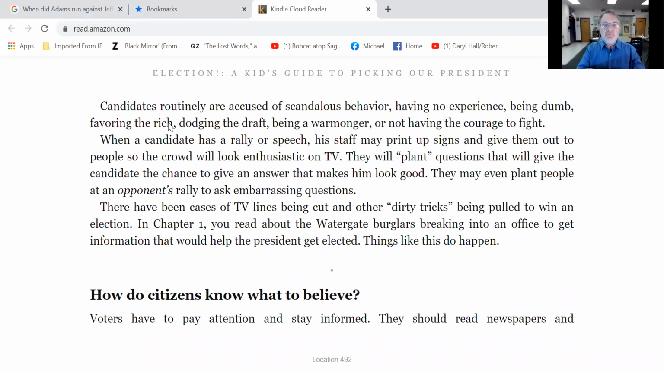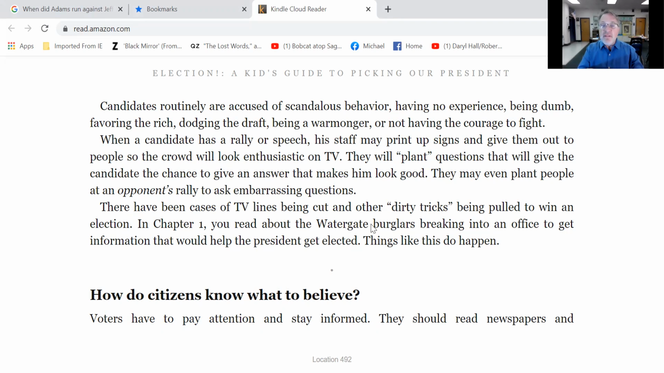When a candidate has a rally or speech, his staff may print up signs and give them out to people so the crowd will look enthusiastic on TV. They will plant questions that will give the candidate the chance to give an answer that makes them look good. They may even plant people at an opponent's rally to ask embarrassing questions. There have been cases of TV lines being cut and other dirty tricks being pulled to win an election.